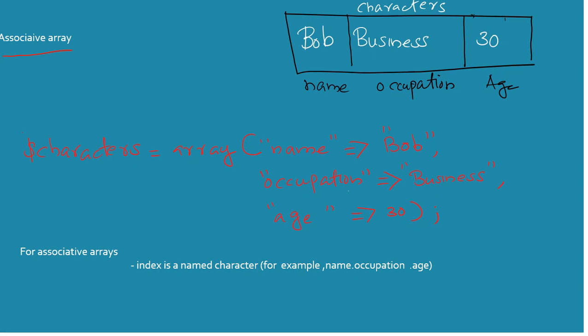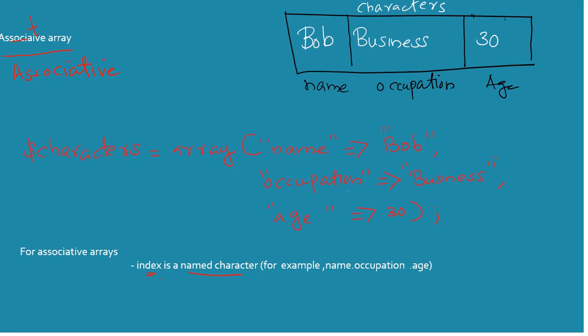Now this is a new concept in PHP, something known as associative array. I actually missed a letter here, it is associative array. This is wrong. Now this array concept is nothing but indexes are named characters.